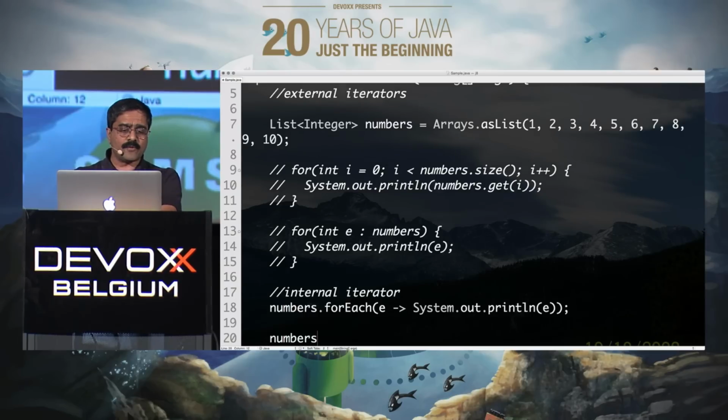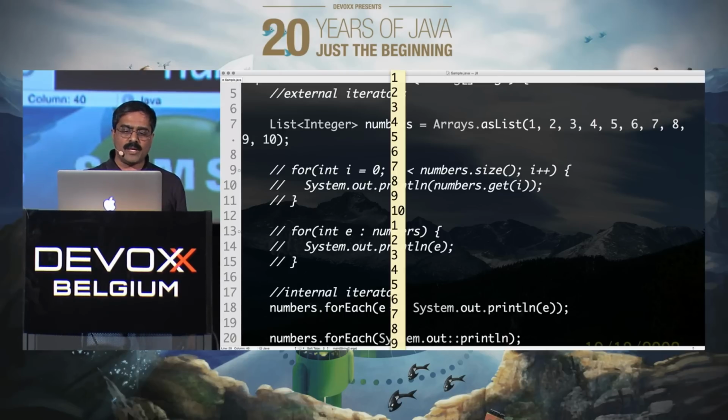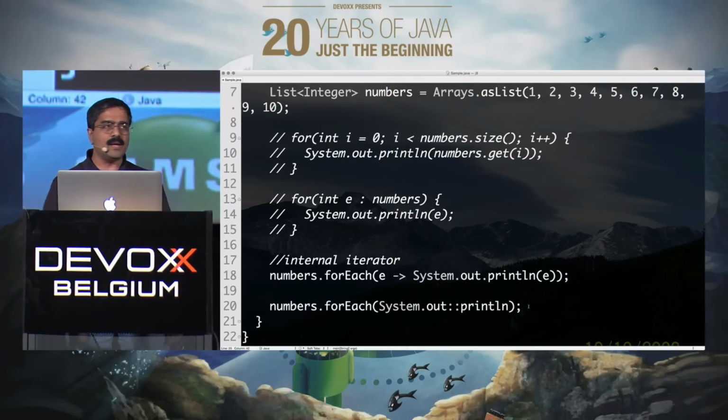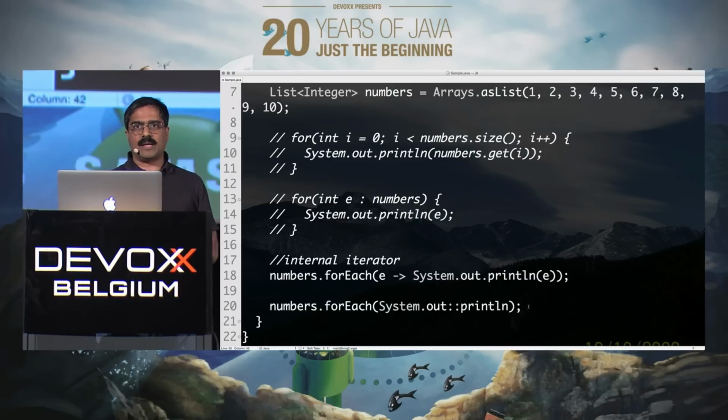We could, of course, also use method references in this case. We could say System.out and then simply say println, and this makes it much easier to understand what the code is doing. It makes the code a lot more expressive as well. So we can start programming with internal iterators.